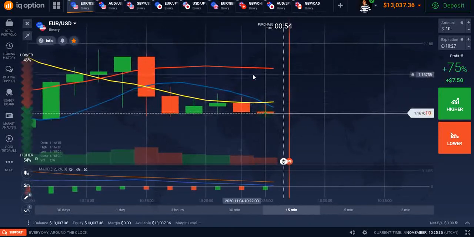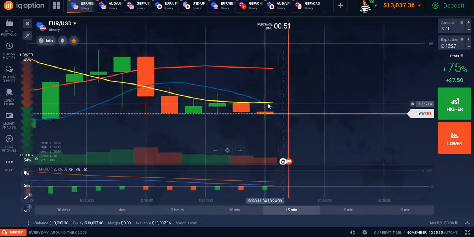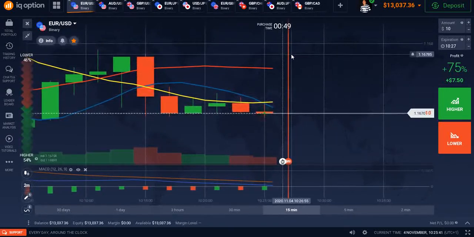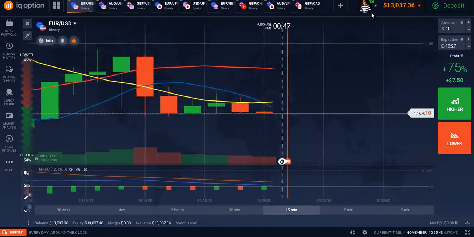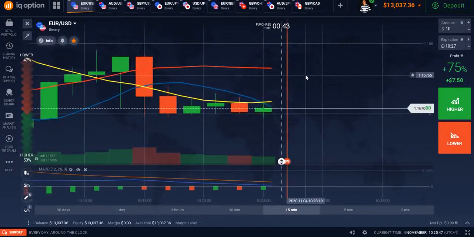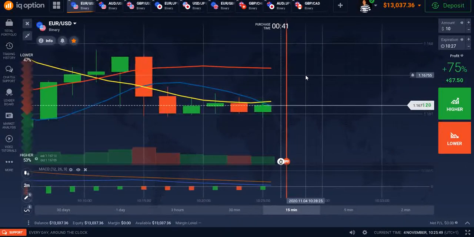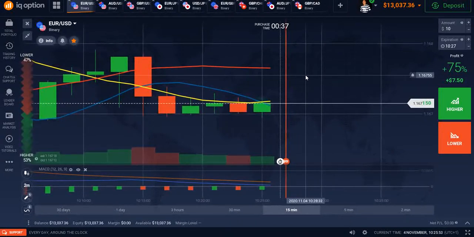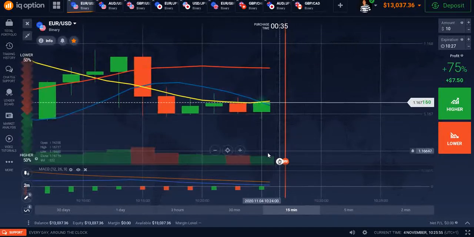Just wait until this blue crosses the yellow back up, and this one is still in uptrend. But please guys, follow the strategy. Please, it's working. Seriously, I'm not joking. Don't add your own strategy to it. Just follow it the way I'm explaining to you guys.